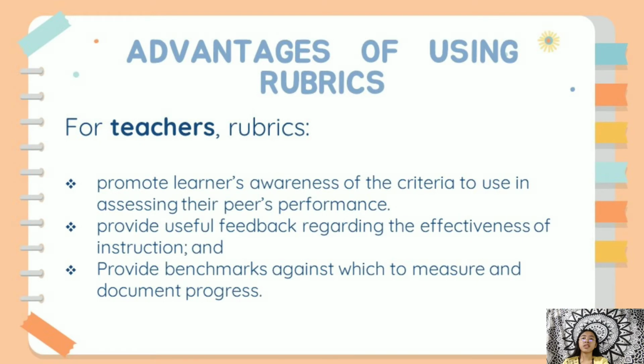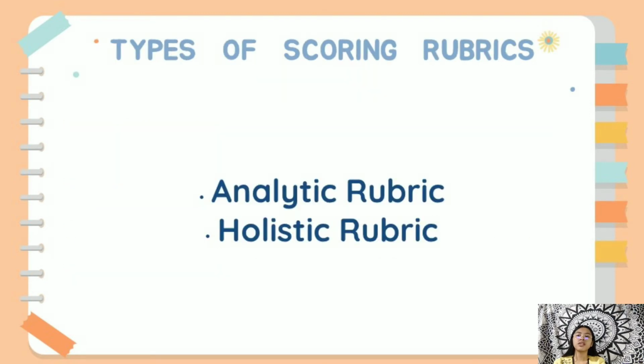It also promotes learners' awareness of the criteria to use in assessing their peers' performance. It provides useful feedback regarding the effectiveness of instruction, and it provides benchmarks against which to measure and document progress. So there are two types of scoring rubrics. These are the analytic rubric and the holistic rubric.